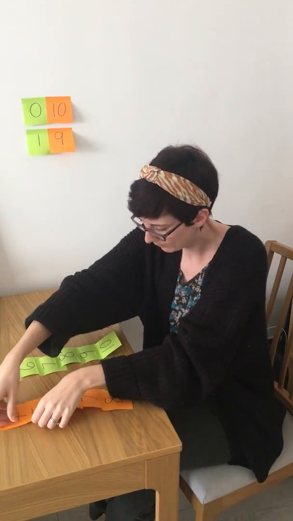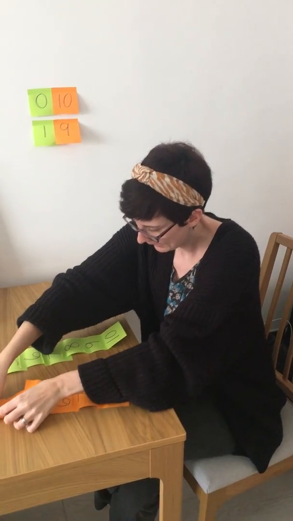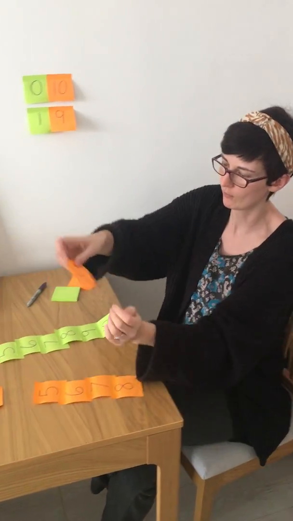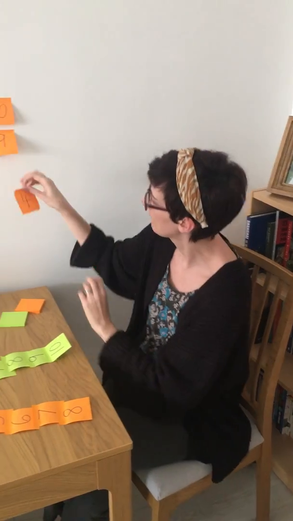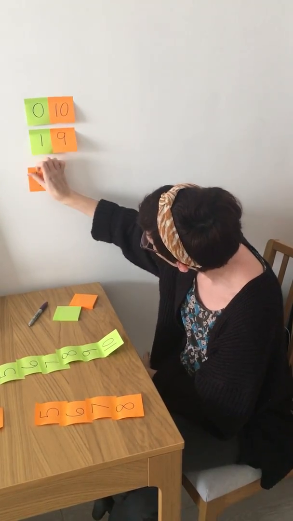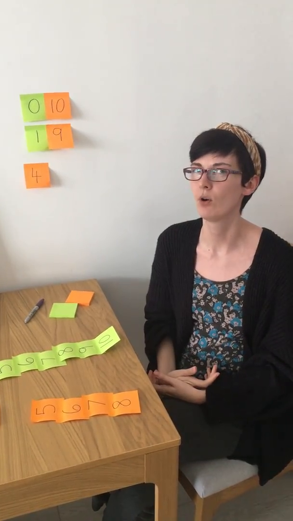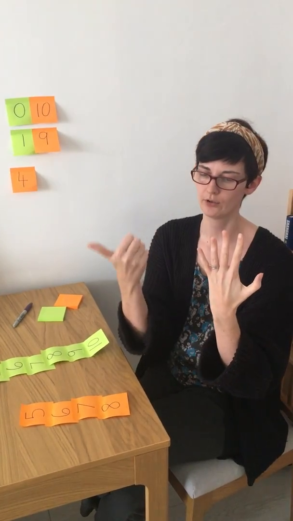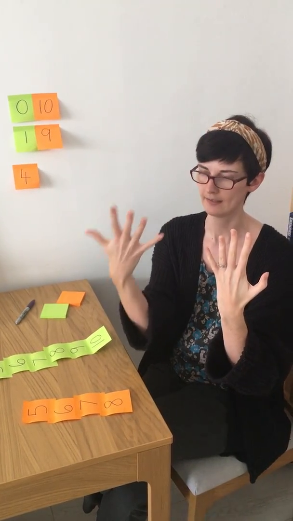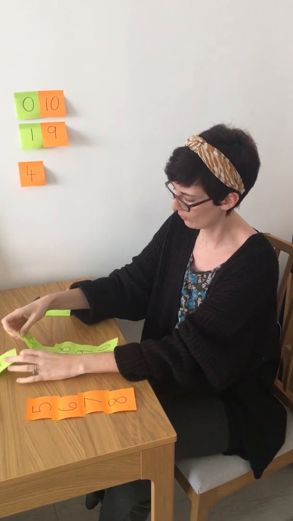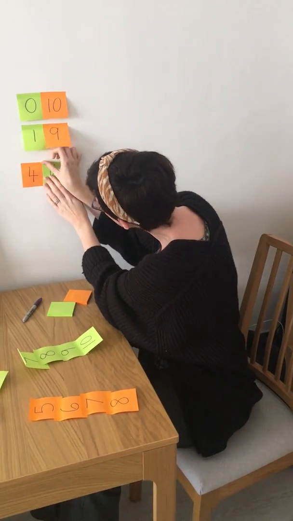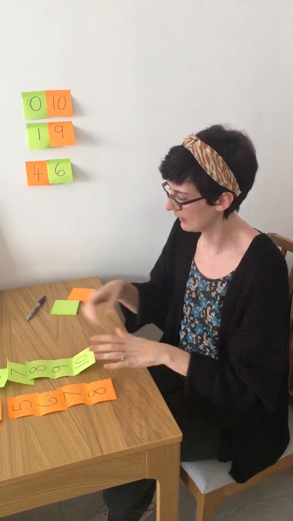I'll do one more example, one in the middle. Let's pick an orange one first this time. Now I've got my number 4. Okay, so I'm going to start with the orange 4. What number do I add on to 4 to make it up to 10? I've got 4 here. And then how many do I need to add on to get to 10? 1, 2, 3, 4, 5, 6. So I know that 4 plus 6 makes 10. And if you can do it without your fingers, even better. But they're there to help you if you need to.